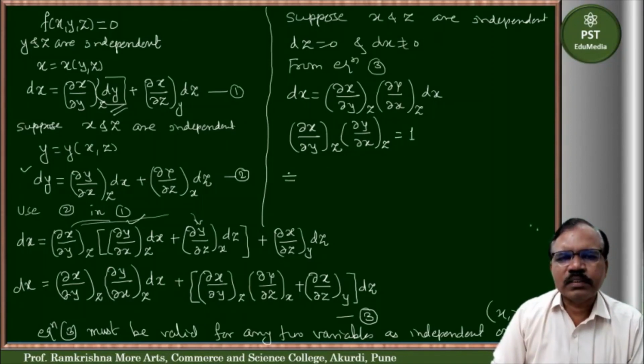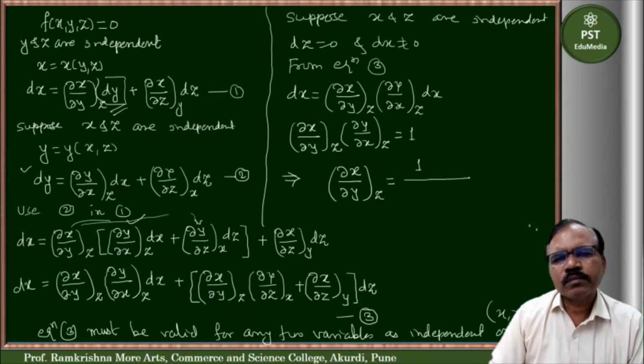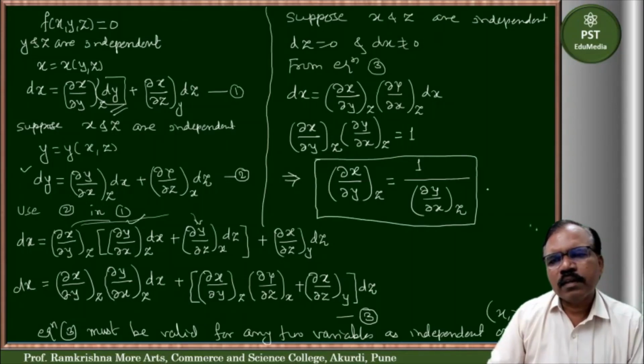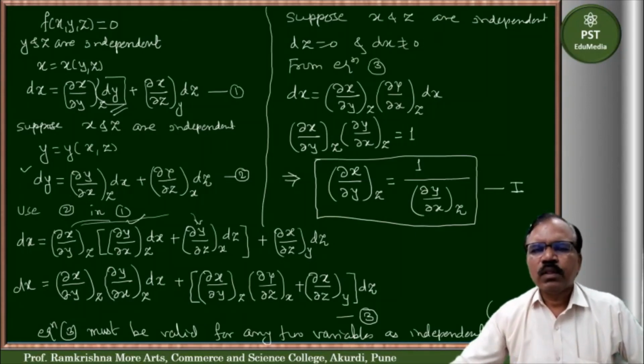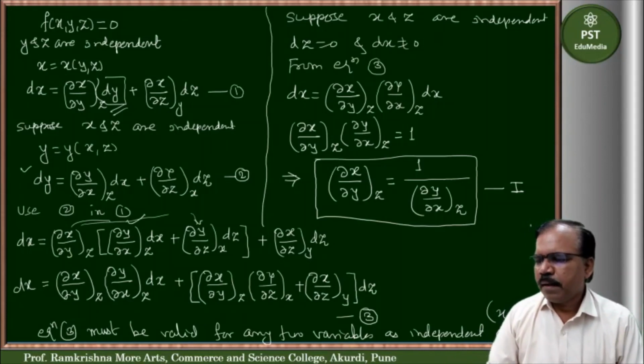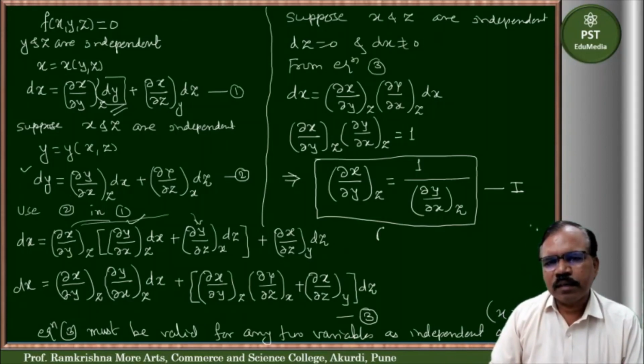Now from this I will get partial x by partial y at constant z is equal to 1 upon partial y by partial x at constant z. Let us call this Roman first. This relation is called the reciprocal theorem.